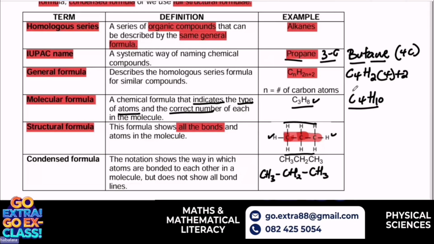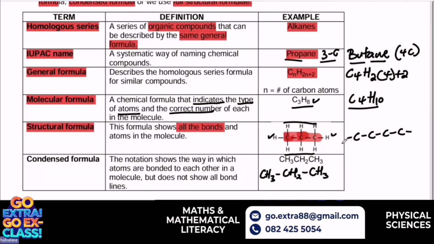Remember, the molecular formula shows the types and the correct number of atoms in the molecule. So now we can see carbon and hydrogen. There are 4 carbon atoms in this molecule, and there are also 10 hydrogen atoms in that molecule. Now, how do we represent this structurally? Remember, alkanes are saturated hydrocarbons. They have only single bonds between carbon and carbon. So you can represent it in this manner.